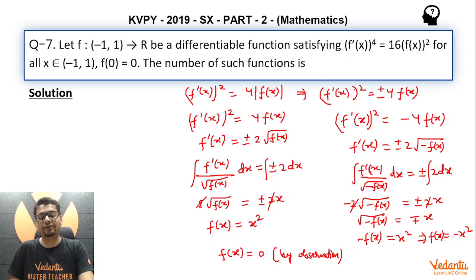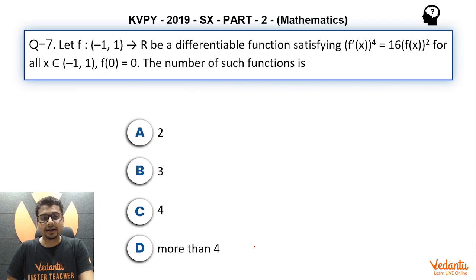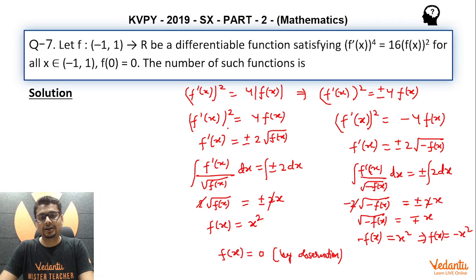Why? Because if f of x is a 0 function, it is a constant function. So that means the derivative is 0 throughout. And on the right hand side, f of x is anyway 0 throughout. So this equation holds. F of 0 turns out to be 0 anyway. Now it may seem that there can be 3 such functions which satisfy the given conditions. However, we need to go into further detail.